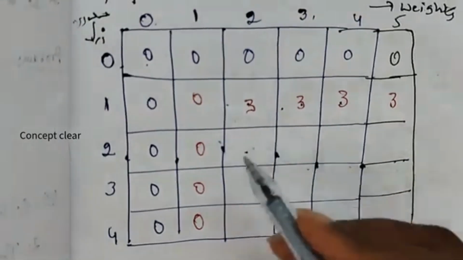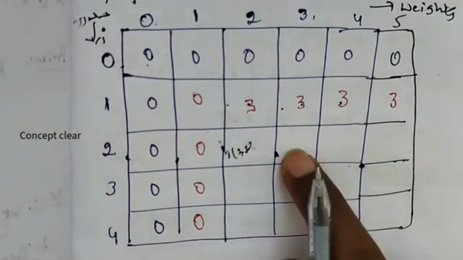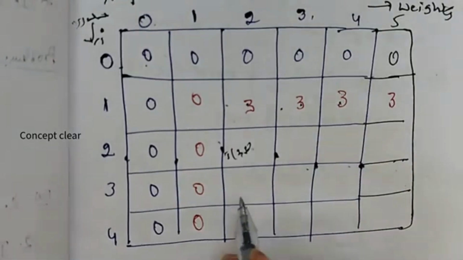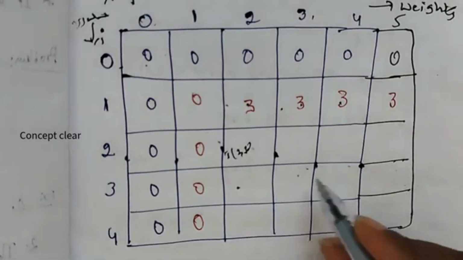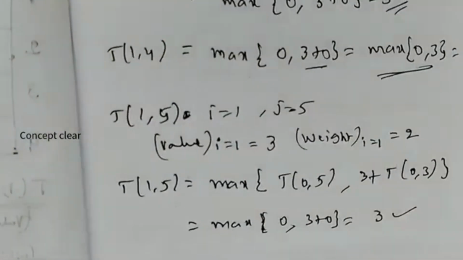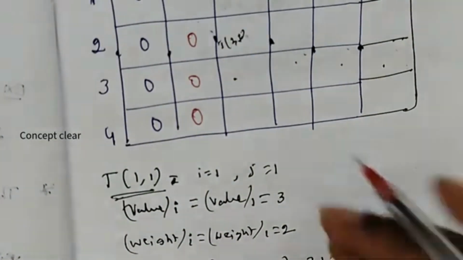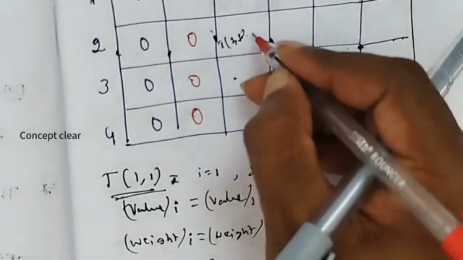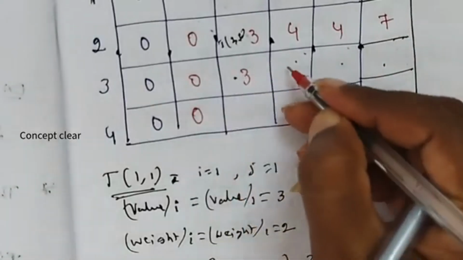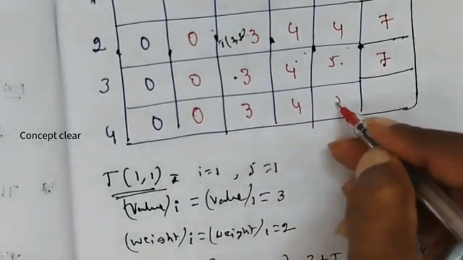This is T of 2 comma 2, T of 2 comma 3, T of 2 comma 4, T of 2 comma 5. Like that we have to calculate T of 3 comma 2, 3 comma 3, 3 comma 4, 3 comma 5, and fill all the rows. Here, for the time being, I am writing the values directly. After that, here we will get 3, 4, 4 and 7. And here 3, 4, 5 and 7. Here 3, 4, 5, 7.